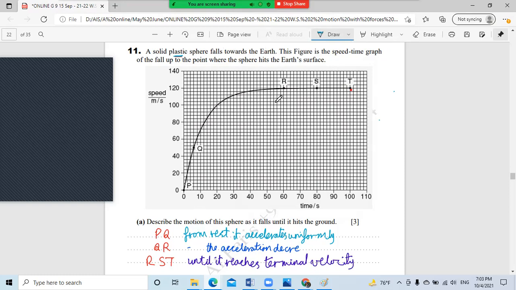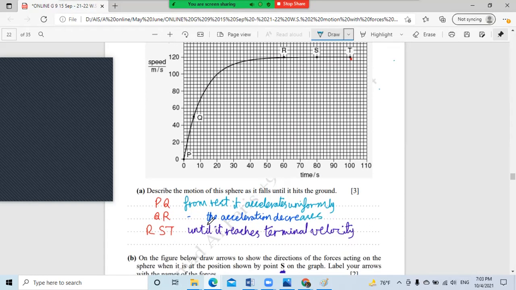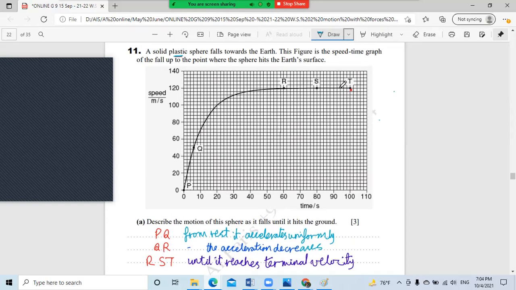Then there is decreasing acceleration. The acceleration decreases, and eventually, until it reached the terminal velocity, or until it reached a constant speed. So there was acceleration here. The acceleration was equal to g. Then the acceleration was less than g. Then the acceleration equal to how much? To 0. Okay.